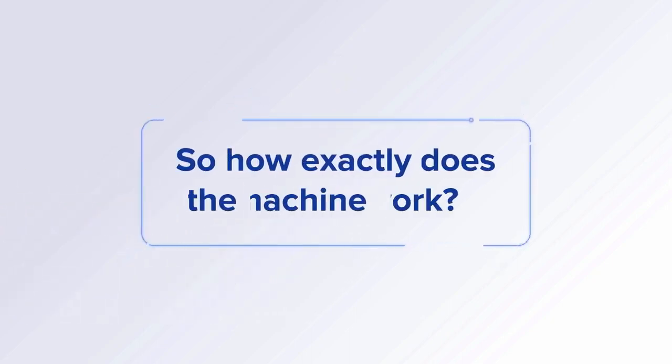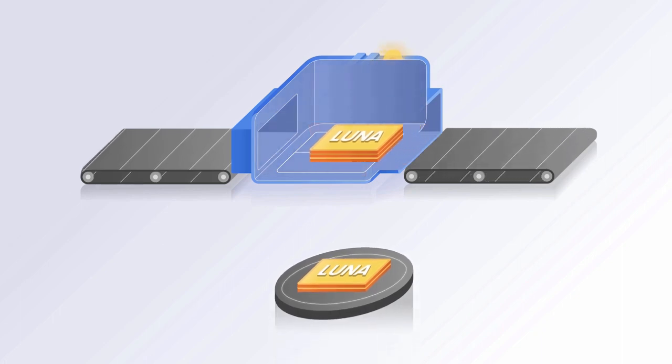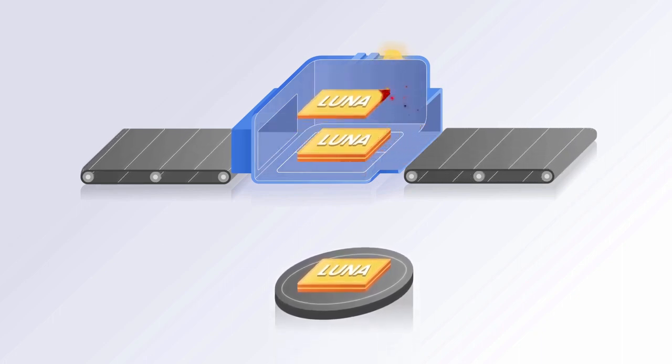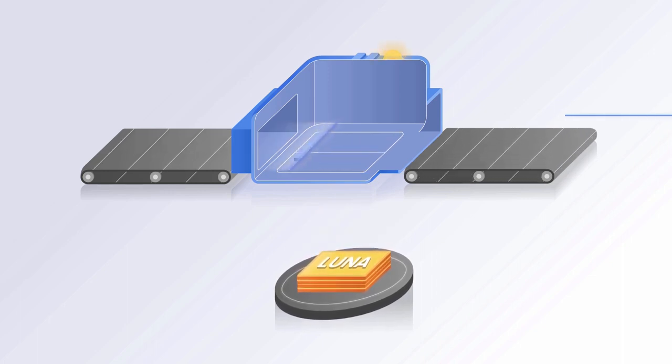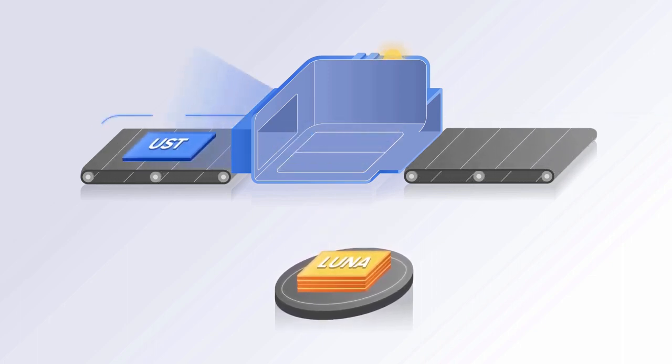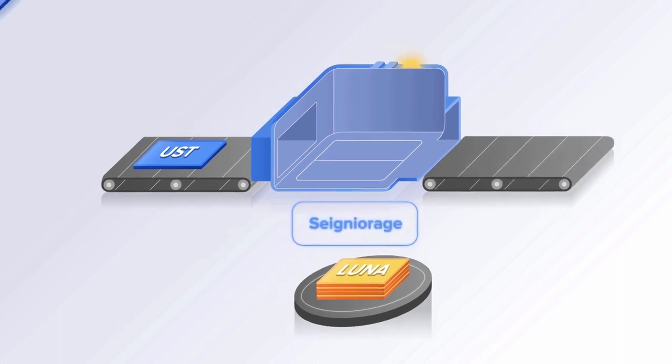So how exactly does the machine work? When Luna is swapped for UST, a certain percentage is burned, and the rest piles up in a community pool. From the other end, new UST is printed. This process is called seigniorage.